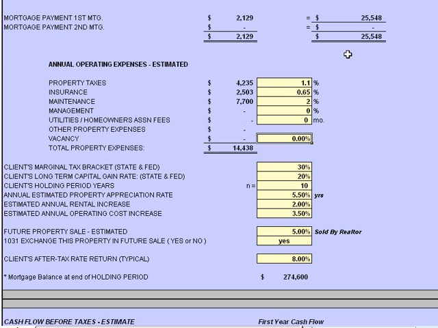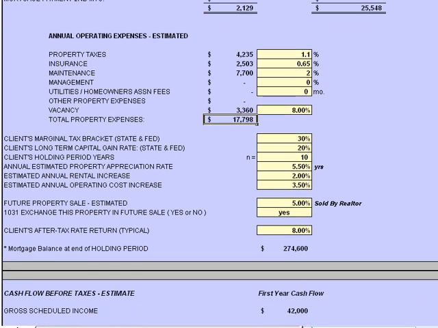So again, you would play with these assumptions based on the situation that you have going on. I believe that I'm going to run about an 8% vacancy. Okay, that's approximately a month, meaning you'll have at least 1 month a year where someone's moving out and you're transitioning. And again, each of these numbers are calculated for you, and this is your operating expense estimates here. And you can see we're estimating total property expenses at around $17,798 for the year.